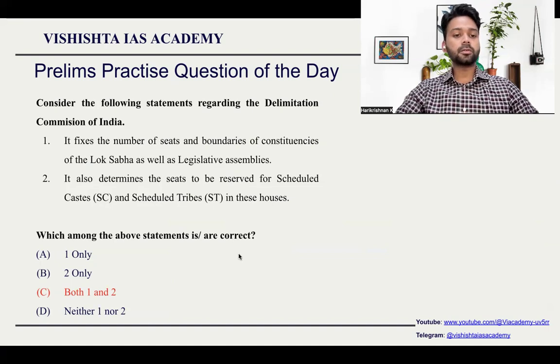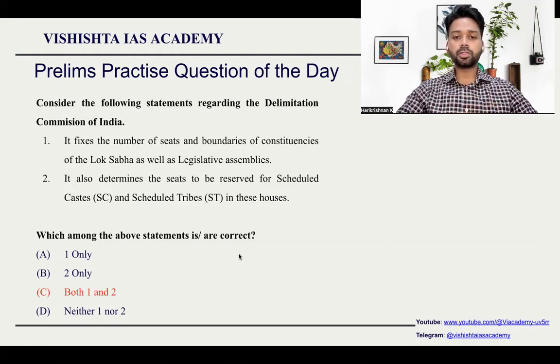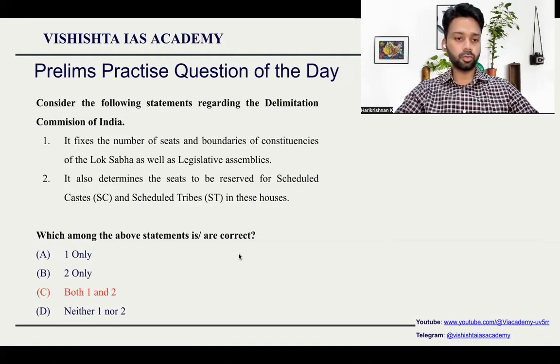First one, about the Delimitation Commission of India. It says that the Delimitation Commission of India fixes the number of seats and boundaries of constituencies of Lok Sabha as well as legislative assemblies. So it is telling that Lok Sabha's boundaries and the number of constituencies are fixed by the Delimitation Commission, as well as that of the states. So this statement is correct. It is the Delimitation Commission which fixes the boundaries of both state assemblies and the Lok Sabha too.